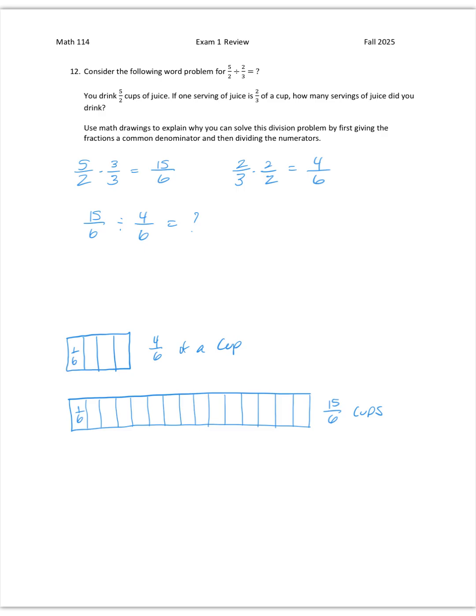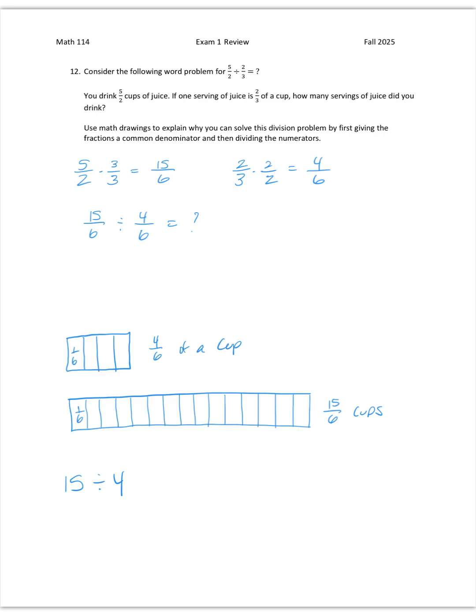So it doesn't actually matter what the size of the pieces are. If these are 6ths and these are 6ths, then it doesn't matter as long as they're both the same size. The question is really, what is 15 divided by 4? How many 4s can you fit into 15?